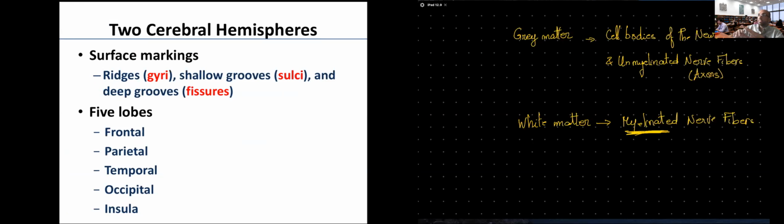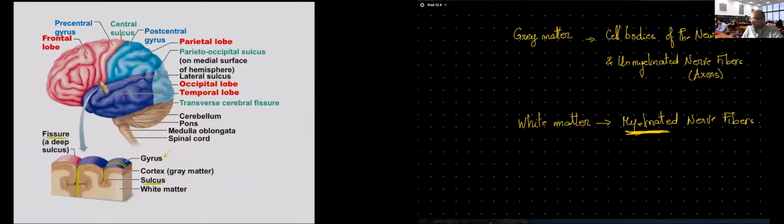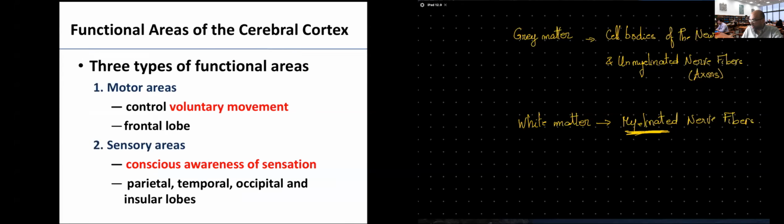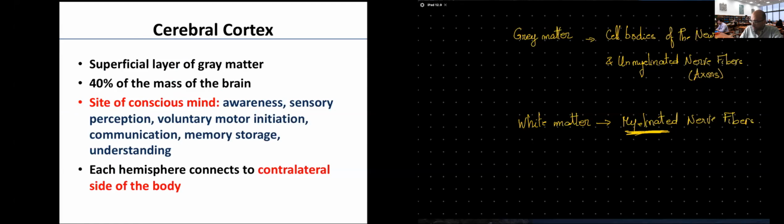Again, we're looking here at the outer part of my brain, of the cerebrum. Remember, the outer part of the cerebrum that we're looking at is called the cerebral cortex. This is the gray matter of the cerebrum, and this is the largest part of the brain. It represents 40% of the brain mass.